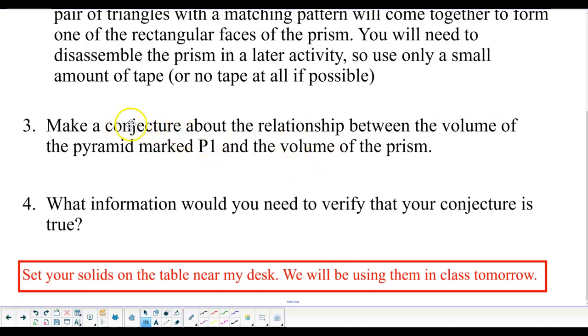But in order to make sure your conjecture is true, what information would you need to verify that your conjecture is true? So hopefully you said some things like, well, the dimensions, maybe the area of the base, the height of the solid, or just knowing the side lengths of the actual shape itself, the pyramid or the prism. Then you could calculate the volumes to help you make your conjecture. We'll be doing that officially tomorrow, so hold tight on that. You'll get those questions officially confirmed tomorrow.